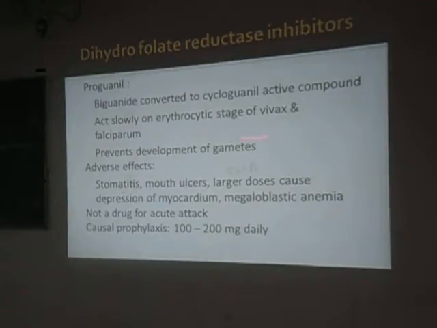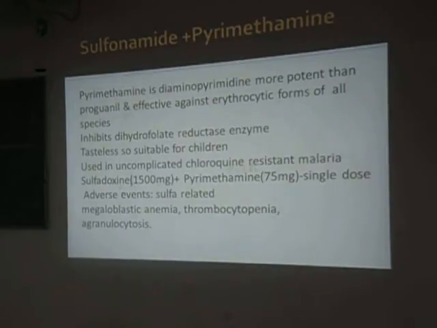The next drug is proguanil. Proguanil is an adjuvant drug. It's a biguanide converted to cycloguanil, the active compound, which slowly acts on the erythrocytic stage of vivax and falciparum. Adverse effects are in the form of stomatitis, mouth ulcer, and it can depress the myocardium, megaloblastic anemia, all these things. This myocardial depression and megaloblastic change or hematotoxicity is somewhat similar to most of the antimalarial drugs. It can be used in 100 to 200 mg. The next combination is sulfonamide plus pyrimethamine.